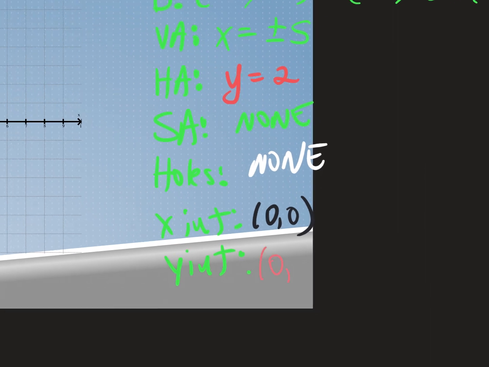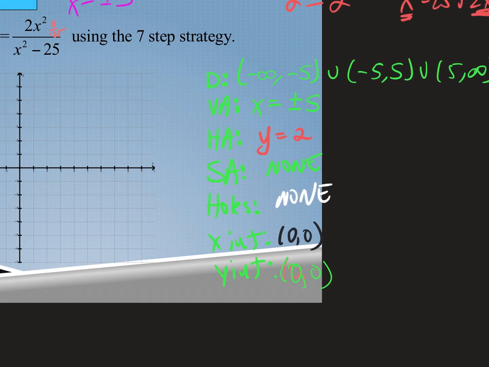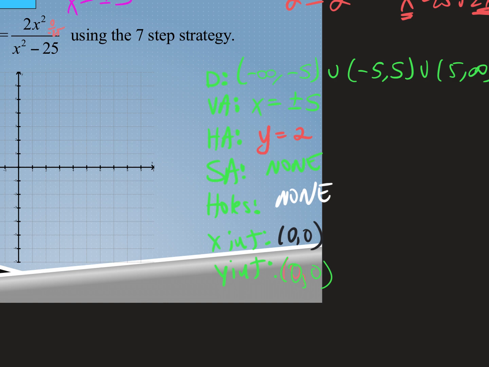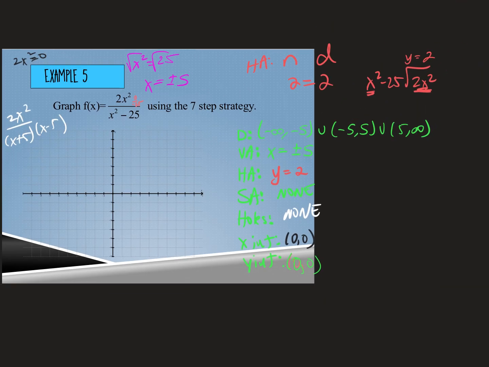There's not an exceptional amount of work to be shown for these problems. Y-intercept, you plug in 0 for all the x's. What about the x-intercept? You set the numerator equal to 0. When you're doing the horizontal asymptote, what happens when there's no variable in the numerator?